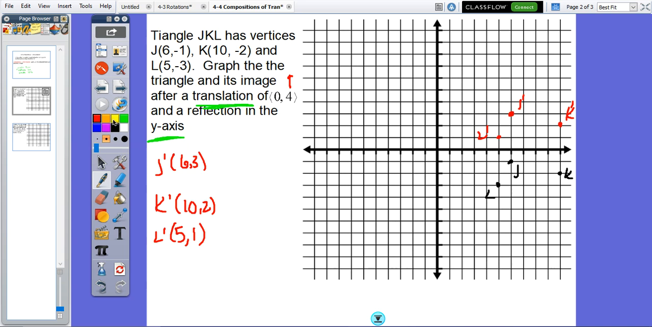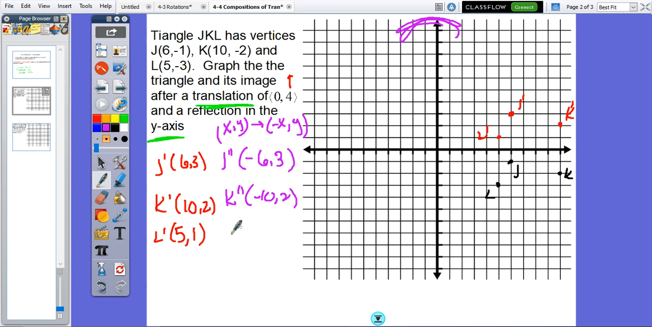And then our second transformation is a reflection over the y-axis. Now remember, this is the y-axis, so we're going side to side. And if you don't remember, to do a y-axis reflection, we negate our x coordinate because that's what's changing. Just like the first transformation we called prime, since the second one is called double prime. J double prime will now be at negative 6, 3. K double prime is at negative 10, 2. And L double prime will be at negative 5, 1.